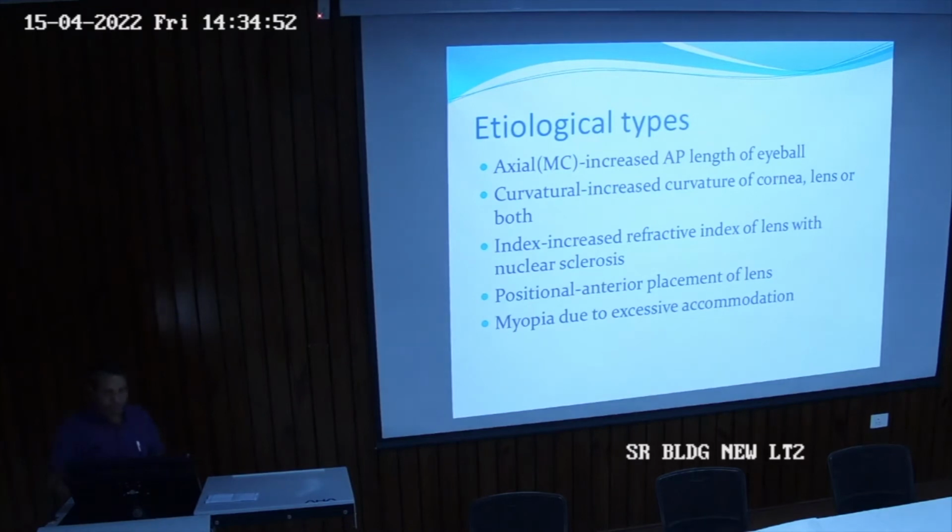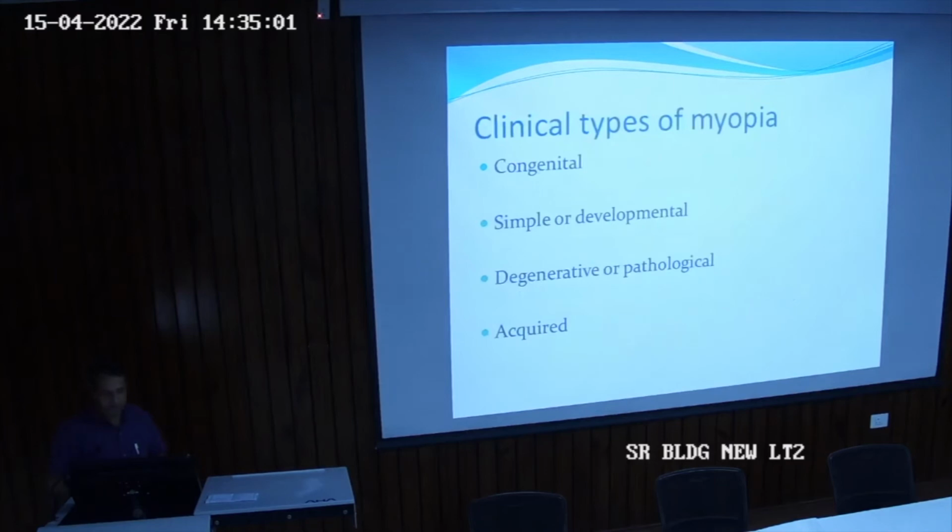Positional myopia due to the anterior displacement of the lens or subluxation of the lens. Myopia due to the excessive accommodation. Then clinical types of myopia: congenital, simple or developmental, degenerative or acquired myopia.